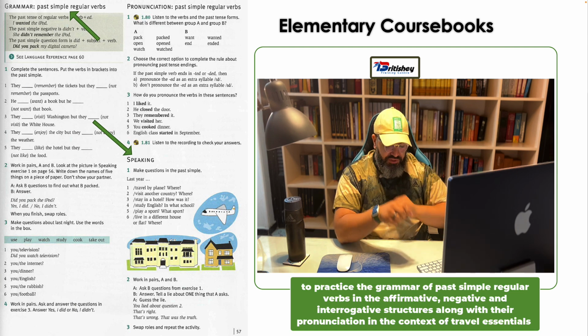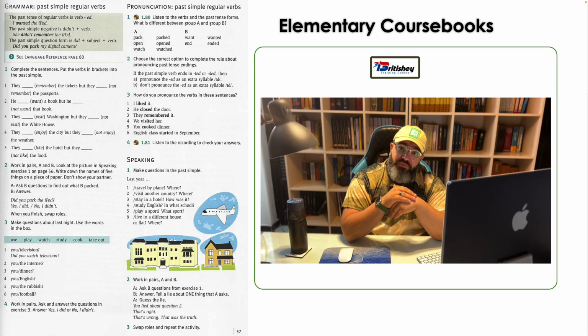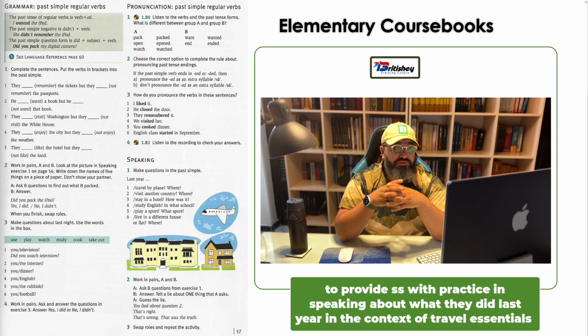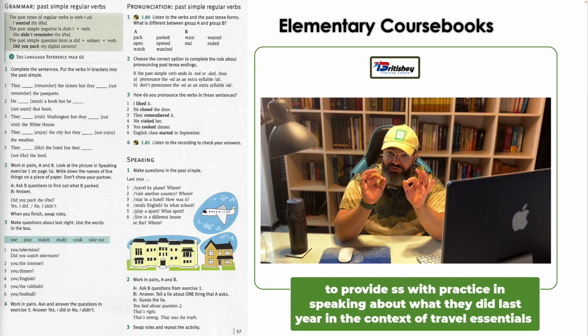Right. Now let's move to the sub-aim. Let's have a look at this. Got speaking here. So let's just take this as a speaking sub-aim. And it will go like this. To provide the students with practice in speaking about what they did last year in the context of travel essentials. Right, now it is time to see how the sub-aims and the main aims are checked in CELTA lesson plans. And let's go through some aims and see the problems that might arise when candidates are writing their aims on a CELTA course. Let's see.